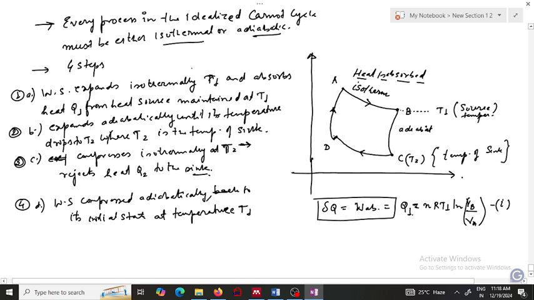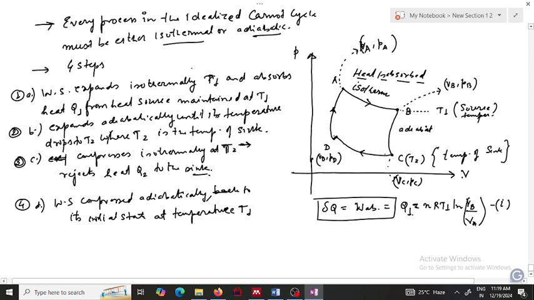At B, my state variables would be PB and VB. So this is VB and PB. Similarly, at A, I can write my state variables, VA. This is a P versus V plot. This is how I'm explaining it. Then this will be my VC, PC, and this would be VD, PD.